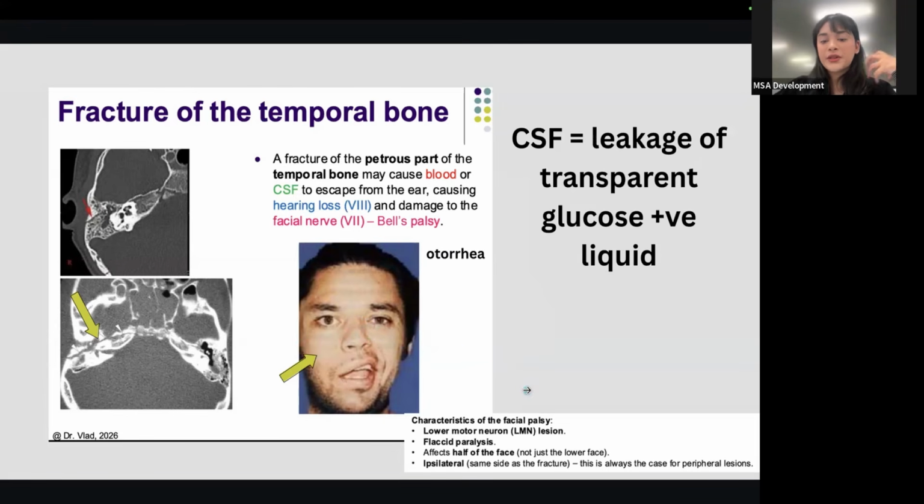And then you have Bell's palsy. So what are the characteristics? It's a lower motor neuron lesion. It's going to cause flaccid paralysis on one side of the face. So if the lesion is on this side of the face, then if you try to smile, this part of the face is going to remain neutral. You're not going to see any changes. There are no changes on this side of the face, and that's the side that's affected. So in the diagram over here, you can see that this guy is trying to smile, but this side is not smiling. This is where the lesion is. So it's ipsilateral.